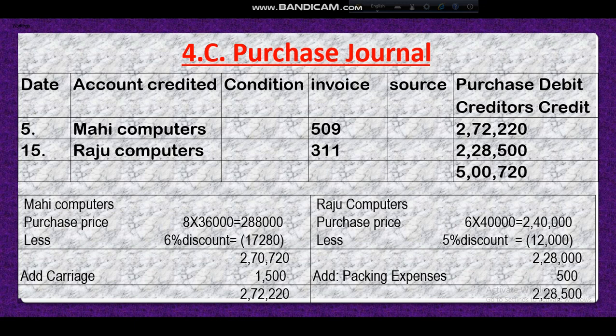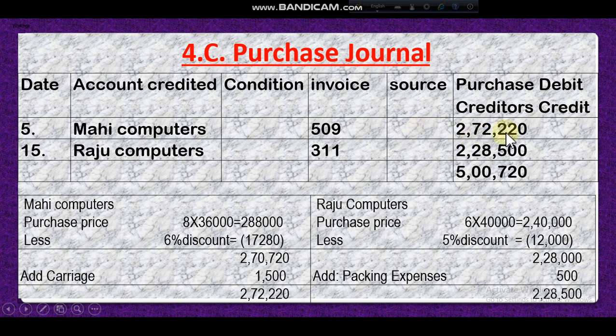First, we purchase from Mahi Computers. You will write account credited Mahi Computers. That means in the second column you will write from whom you purchase goods. I have purchased here from Mahi Computers. That's why I am writing Mahi Computers here. And condition, if there is any purchase condition given, that will be recorded here. Invoice number, this column will have the invoice number, and source. In this column we will give a tick mark.